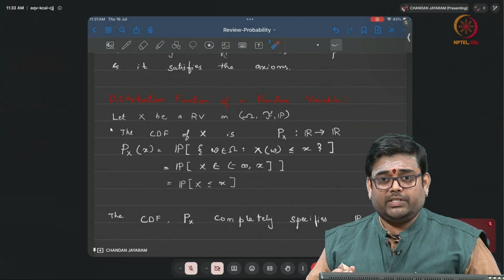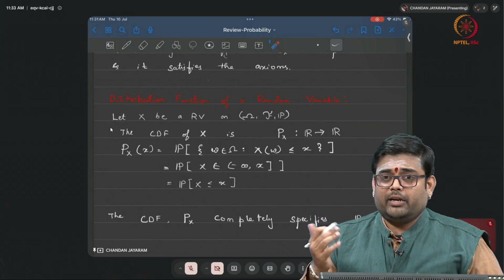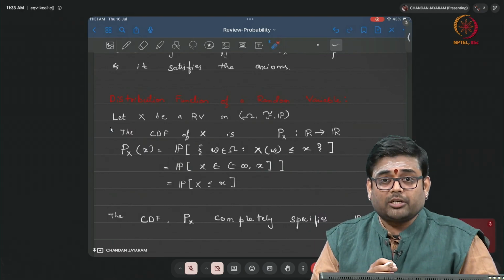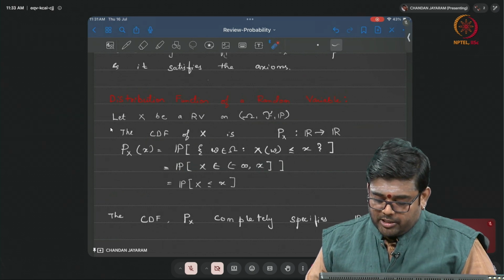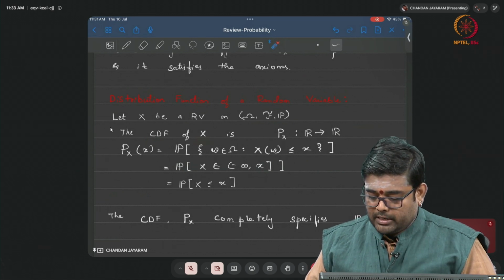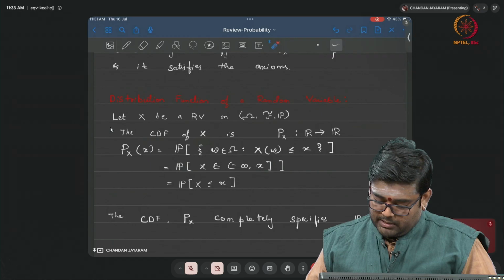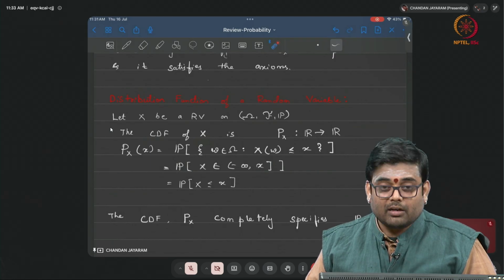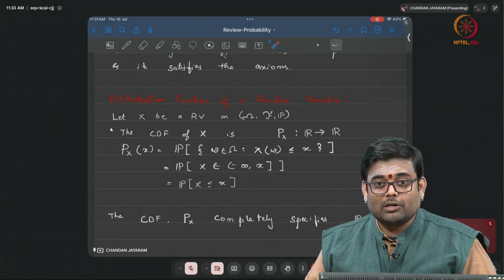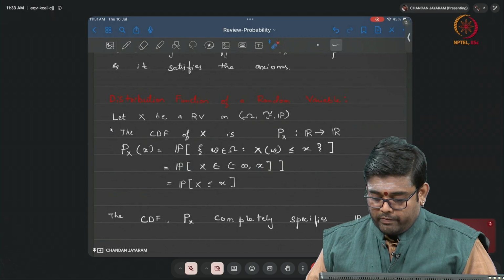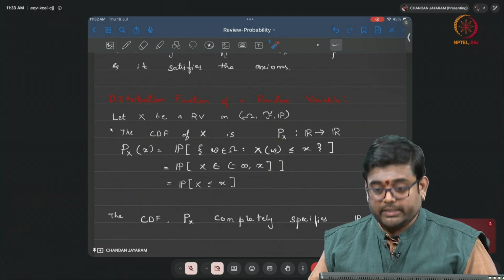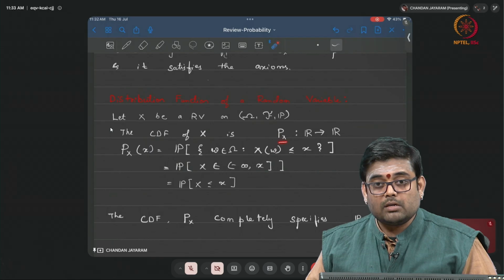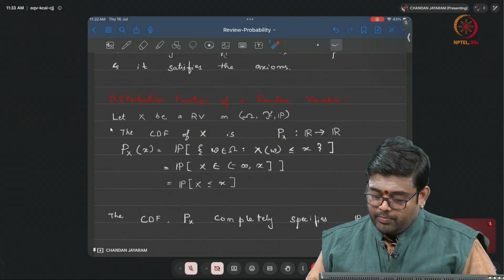As we go along, we just say distribution function. Distribution function, cumulative distribution function, we use them interchangeably. The cumulative distribution function of x is P_X, and please remember this. Whenever I write scripted P, that is what I mean by a probability measure. Whenever I do not write this scripted P and just write it as P_X, this is the CDF of the random variable x.